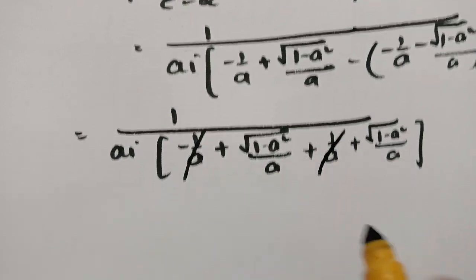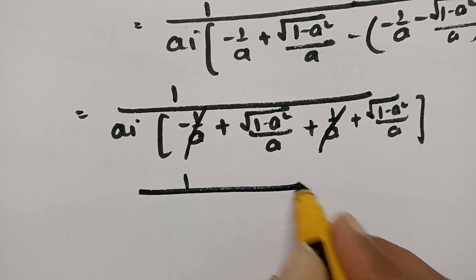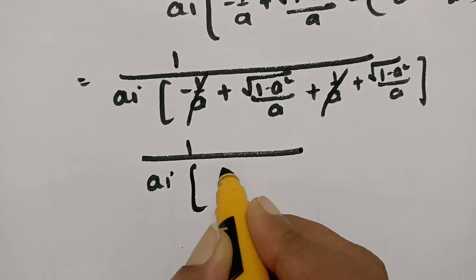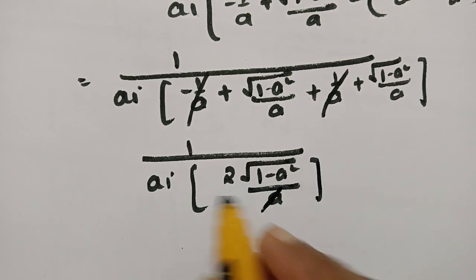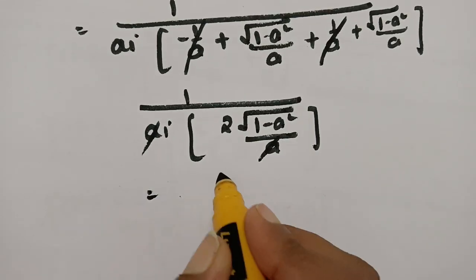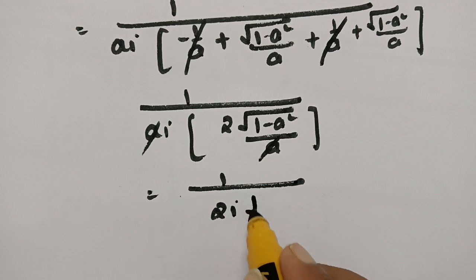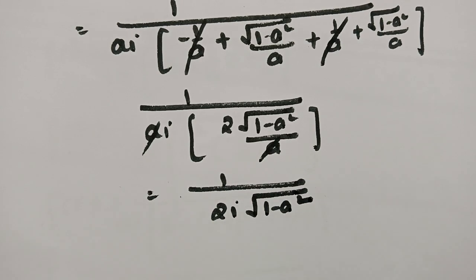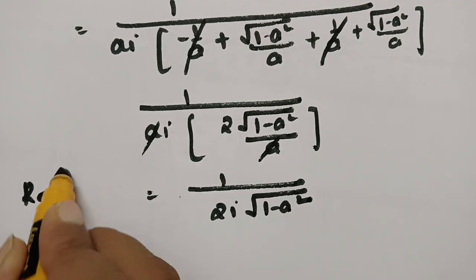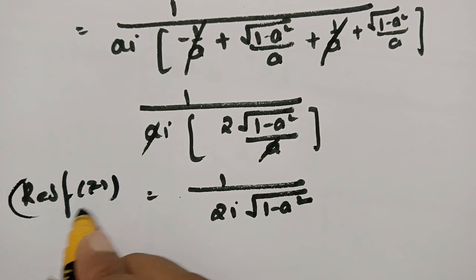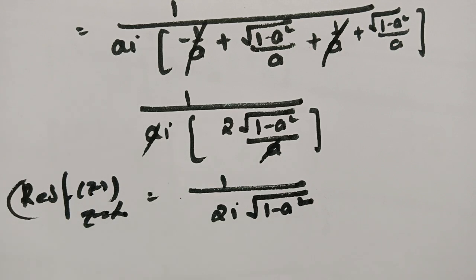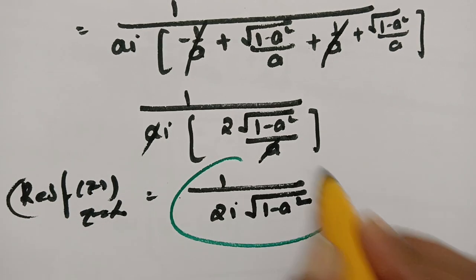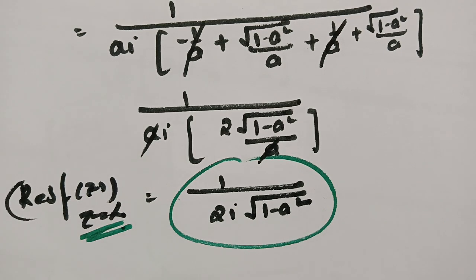So if I cancel this, this will become ai times of 2 root of 1 minus a squared by a. Again, if I cancel this, this is going to become 2i times of root over 1 minus a squared. So this is nothing but the residue of f of z at point z equal to alpha. Now we got the residue value at the interior pole z equal to alpha.